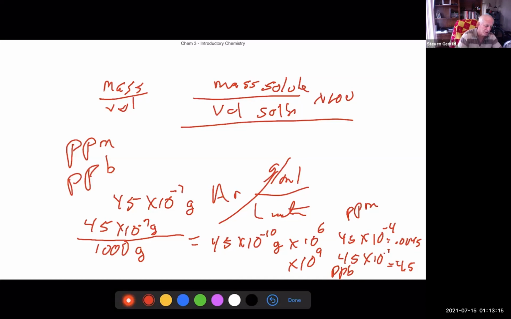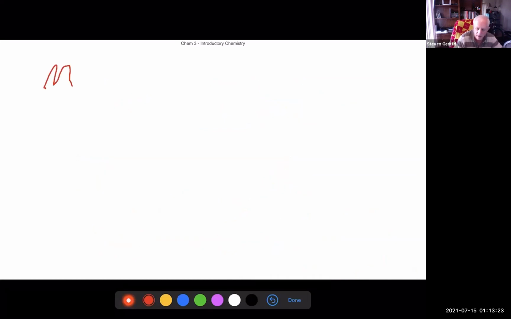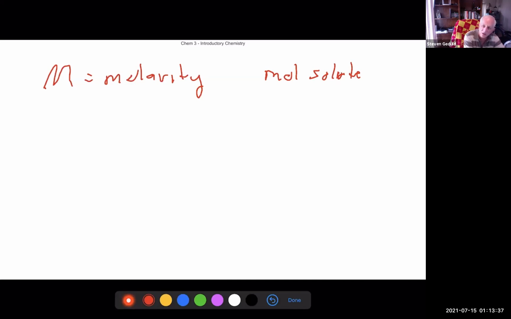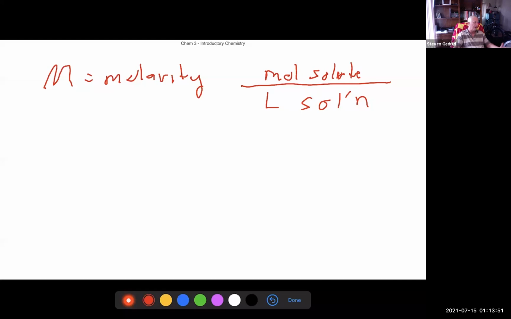Now most of the things we're dealing with for the rest of these solutions is what we call molarity. Molarity is a big M. Molarity is moles of your solute. Remember, your solute is what you added to your solution or your solvent. Moles of solute per liter of solution. That's the definition of molarity. So if we have a 5 molar solution, we have 5 moles of whatever we have, sodium chloride, sodium hydroxide, potassium chloride, 5 moles of that per liter of solution, 1,000 milliliters. That's the definition.